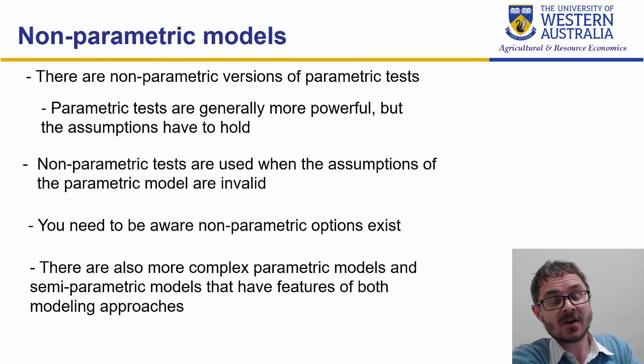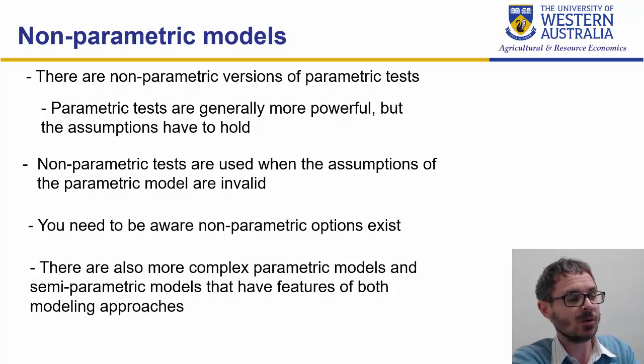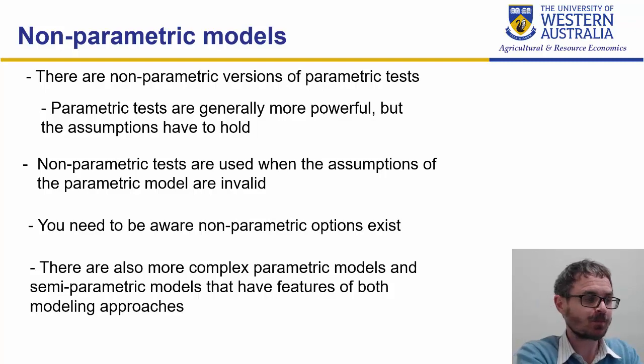So whenever we have a parametric test, we have a non-parametric equivalent. We use the non-parametric equivalent when the assumptions of the parametric model don't hold. These are usually when we have small samples and we have strong evidence that the population is not normal. Remember, if we had a large sample, we wouldn't care what the shape of the population was because we could appeal to the central limit theorem.